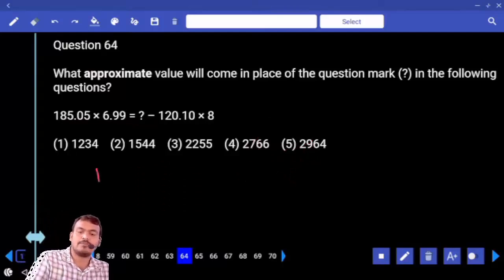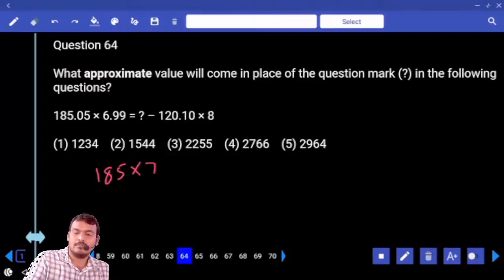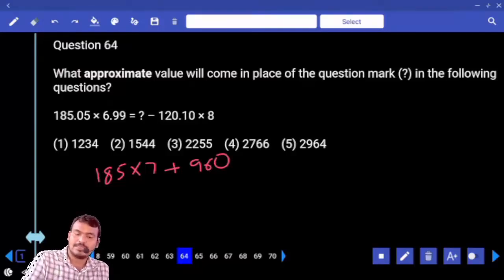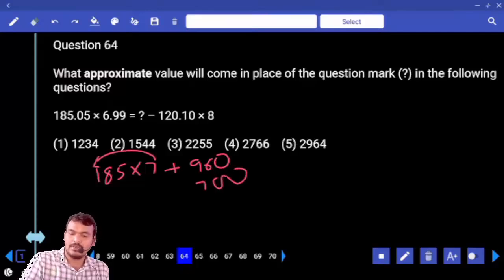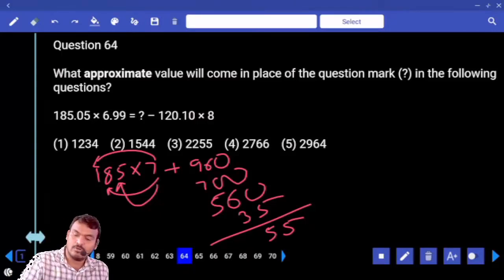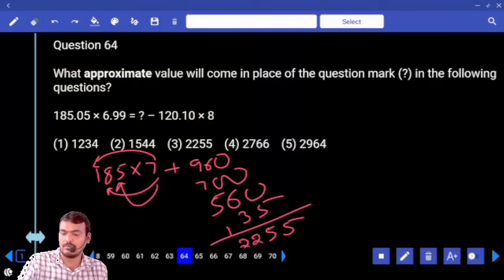Next 64. First priority, 185 into how much? 7 plus 120 into 8, or not? 128 times 960, or not? Okay. First 185 into 7. 7 into 100 is 700. 7 into 80 is 560. 7 5s are 35. What are the last two digits? 55, or not? Carry value 1. 9 plus 7 is 16, plus 5 is 21, plus 1 is 22.